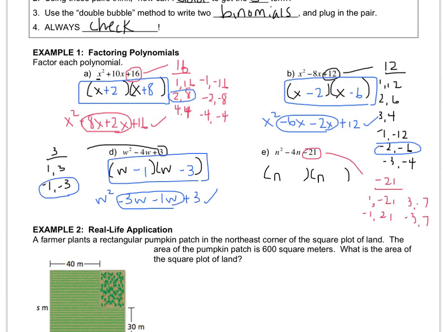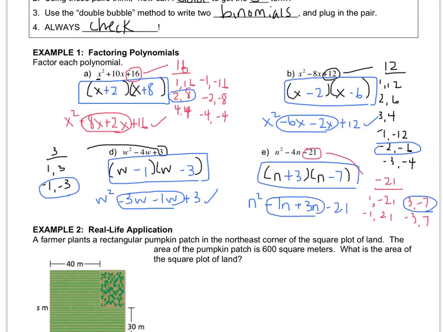So I want to look for my pair that gives me a -4 when I add them. So it looks like this pair, +3 with a -7. N squared to check, -7n plus 3n minus 21, and these would in fact combine to -4.